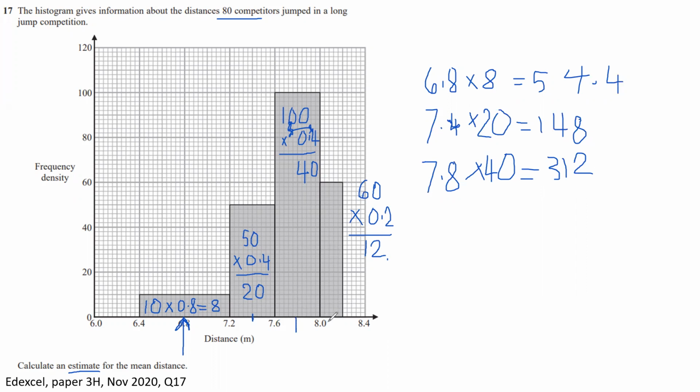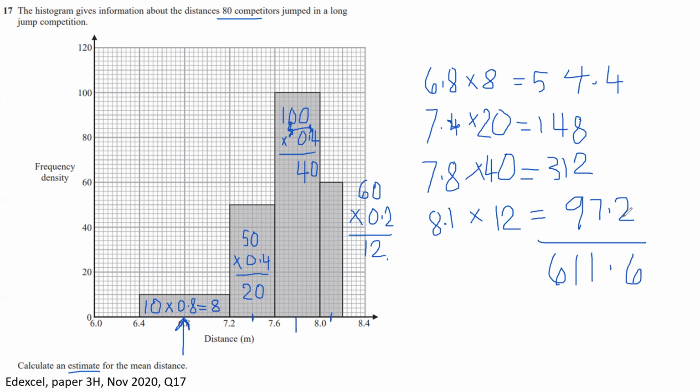And lastly, if we take this bar here, the midpoint would be roughly 8.1. And we've calculated that there are 12 people in that frequency bar. Again, if we do this one, we get 97.2. So now if we add all of these up, we get a total of 611.6. As with generally calculating the mean, the last step will be to add it all together and divide by the frequency, or the total number of competitors. So in this case, that will be divided by 80.